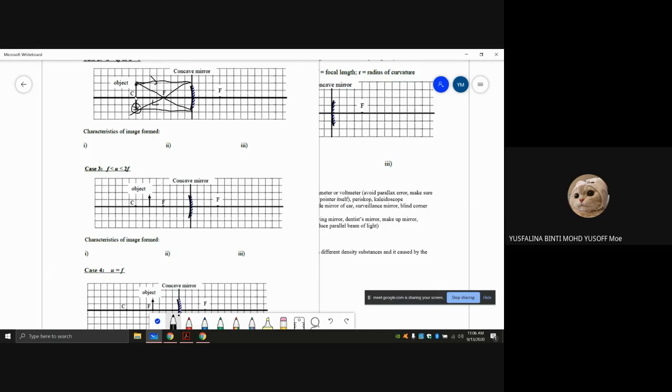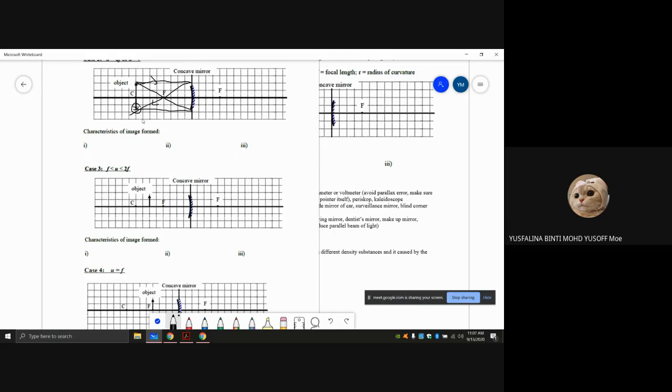And then you can see the image is going down like this. The arrow is going down, so this is inverted. Inverted, and then number 3: the size of the image is actually the same size as the object. The object and the image have the same size. So these are the 3 characteristics for the concave mirror if U is equal to F, meaning the object is at C here.